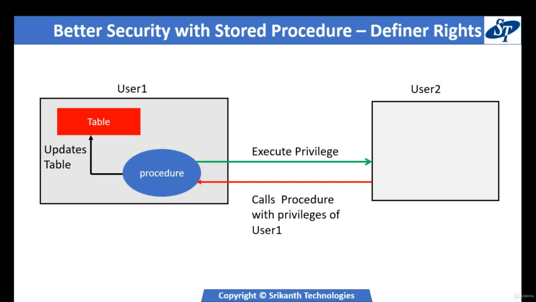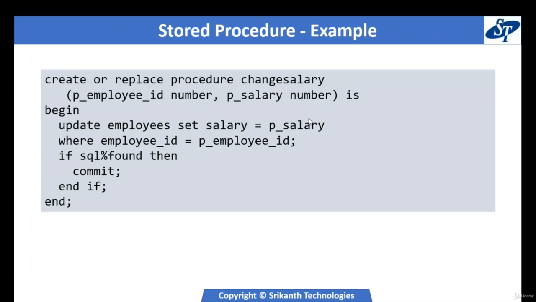So when user 2 invokes the procedure, he is going to update the table because he is enjoying the privileges of user 1. This is also known as definer rights. So we use the rights of the definer of the procedure, that means the owner of the procedure. So those are the four major advantages of using a procedure versus creating a normal PL/SQL block.